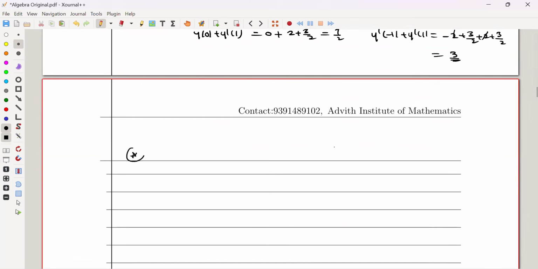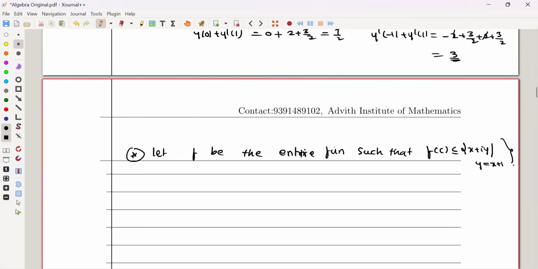Let f be an entire function such that f of C is entirely contained in the set of x plus iy such that y is equal to x plus 1, sir. Then which one of the following is true? Which one is the correct one?